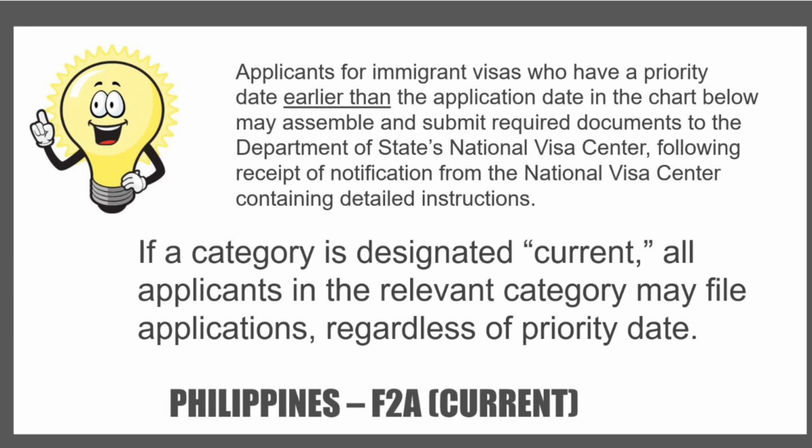If the category is current, all applicants may file applications regardless of priority date. Now, for all other categories, if the priority date is earlier, then you may assemble and submit the documents to the National Visa Center following receipt of notification from the National Visa Center containing detailed instructions. If you are applying for a non-immigrant visa, please take note that there are visa priorities.